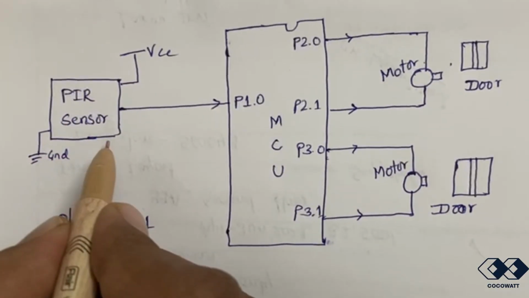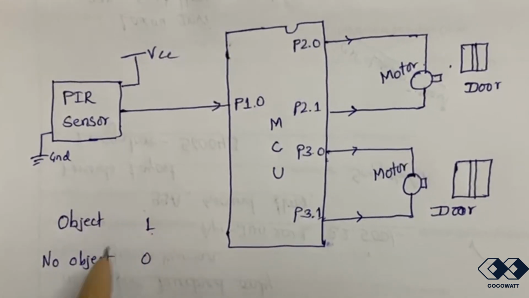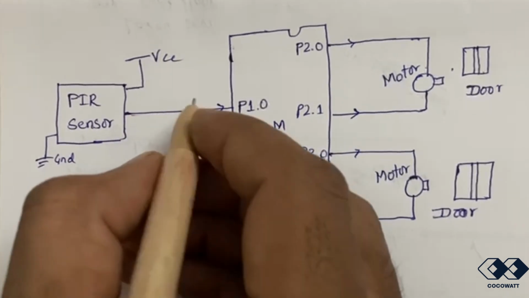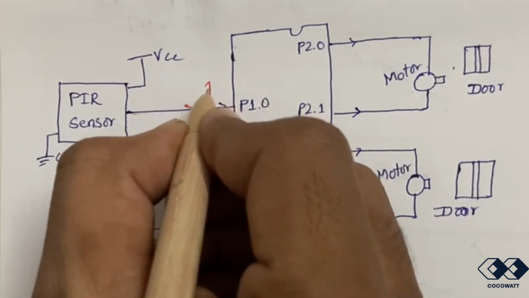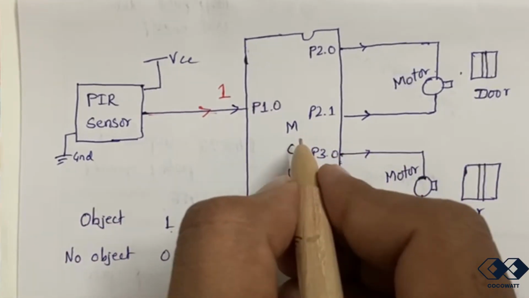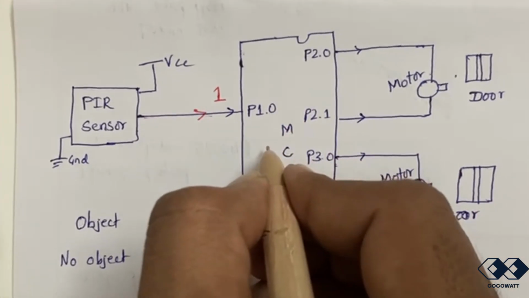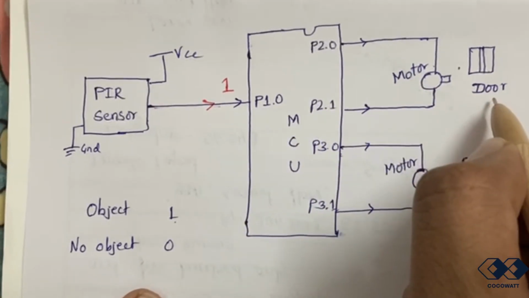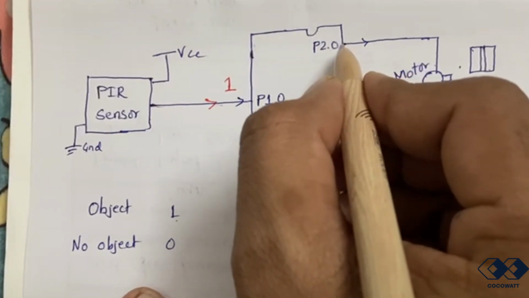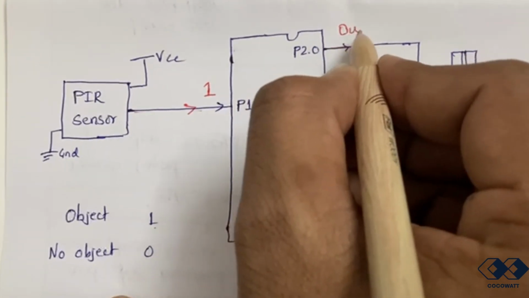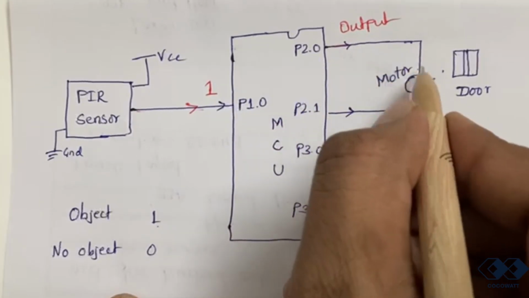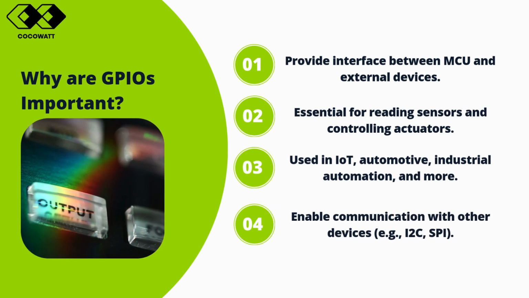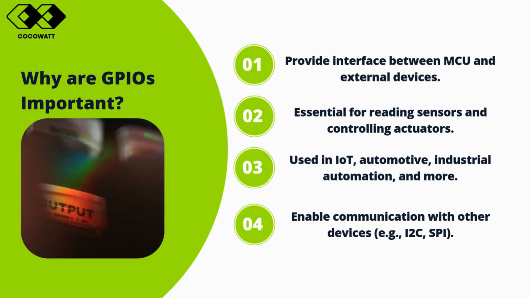So now let's assume that when an object is detected, it will give 1, and when there is no object, it will give 0. Now the object is detected, the motion sensor has given 1. Then my microcontroller will process the data, identify that yes, the object is detected, and the door has to open. So using the output pins, it will control the motor to open the doors, and after some time it will close the doors.